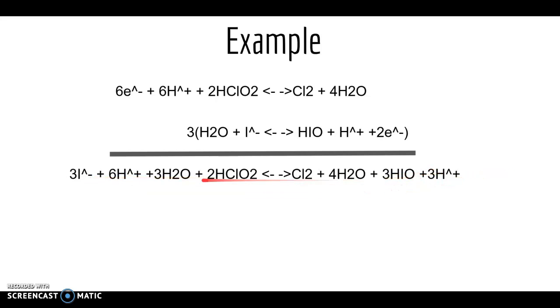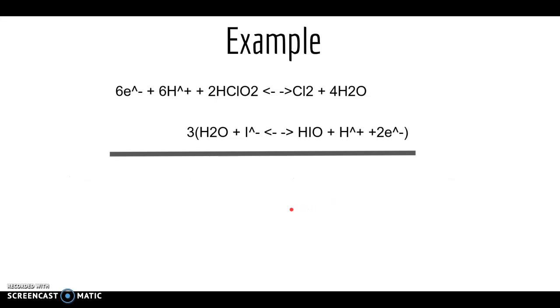Notice that there are 6 H's on the left, 3 H's on the right, so they cancel out, and now there are only 6 H's on the left. Same thing with H2O: 3 H2O's on the left, 4 H2O's on the right, cancel out the H2O's, now there's only 1 H2O left on the right.